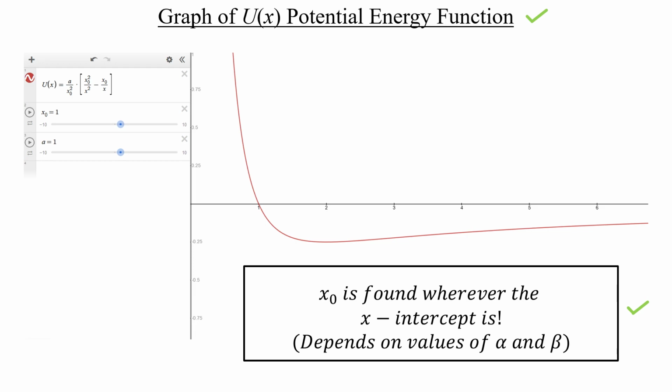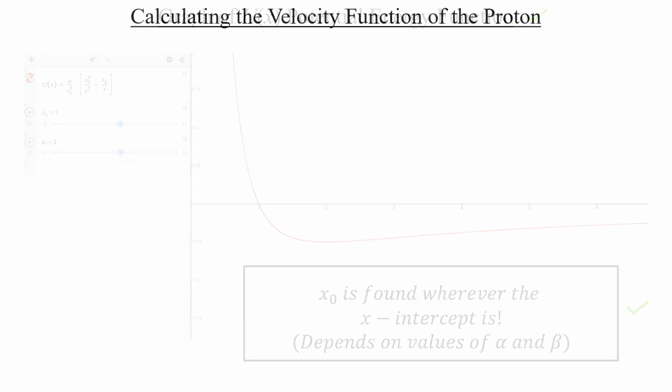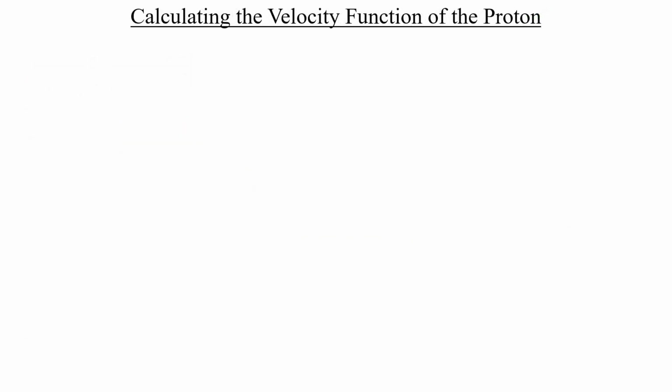Now that we've covered all those possibilities, let's move on to part B. We need to use our potential function to get a velocity function for the proton, then graph that as well. Let's start by reviewing a special feature of the work done by conservative forces. Whenever you have a conservative force, the work it does is equal to the negative change in potential energy.